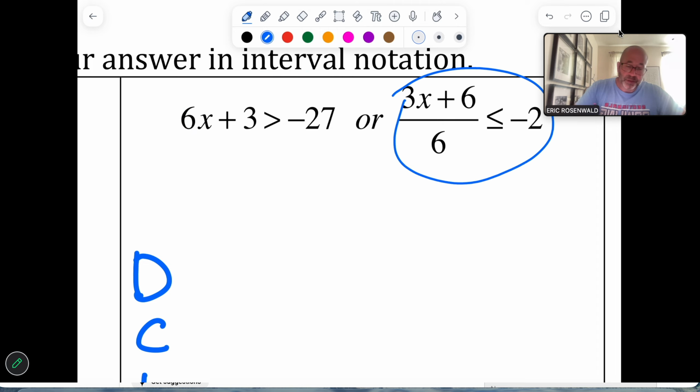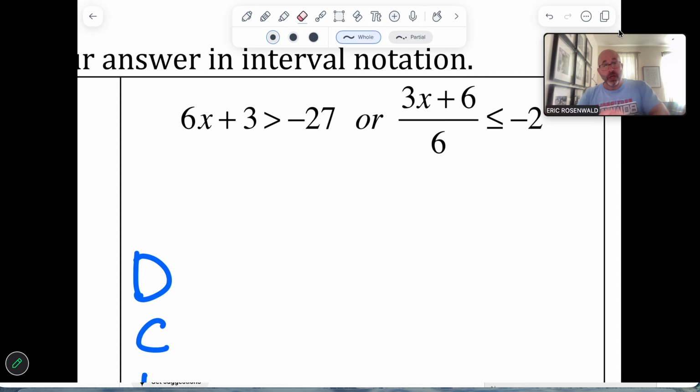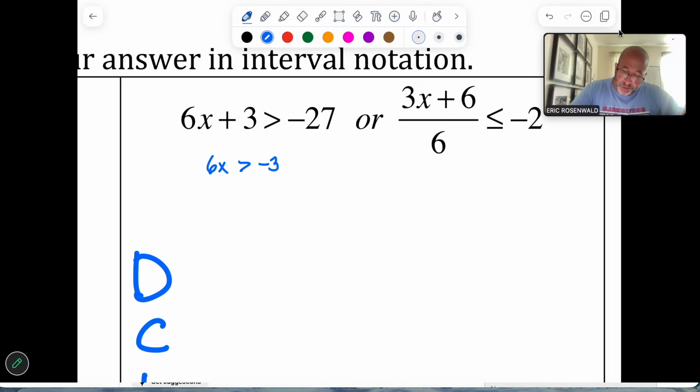And anything done on this problem does not go to the left. These are two completely separate problems. We're working one problem or we're working the other problem. So if I solve this first one, let's subtract 3. We're going to get a negative 30. We get x, we're going to get x is greater than negative 5 when I divide. That's the first part. Or, let's multiply by 6 on this side.